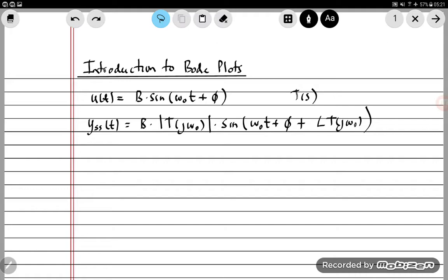We said that this output equation can be interpreted like this, that this number is an amplification or attenuation factor, and that this number is the amount by which your output leads or lags your input. Okay.